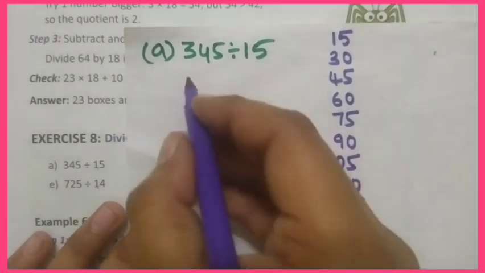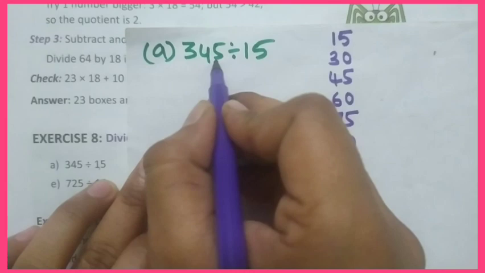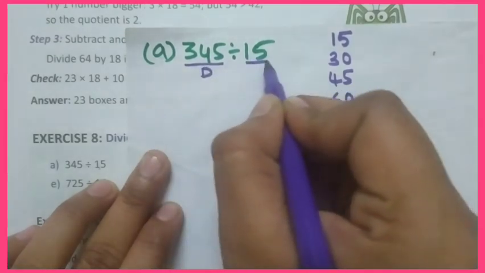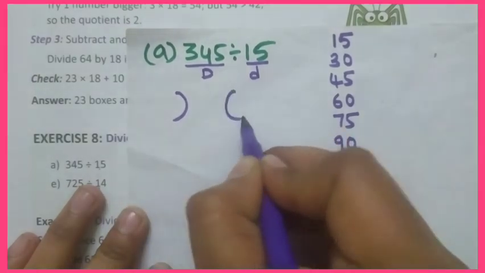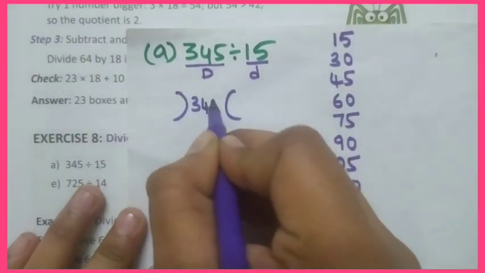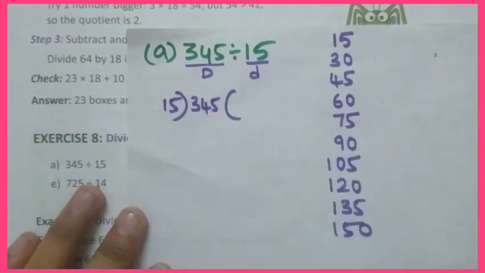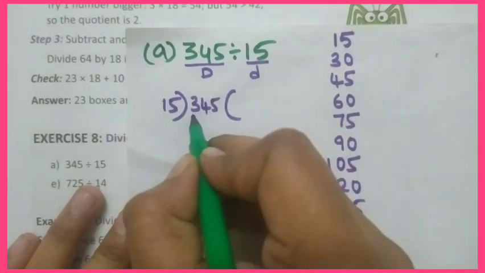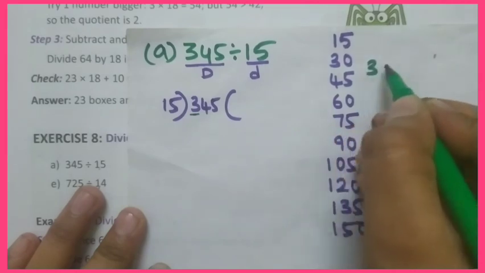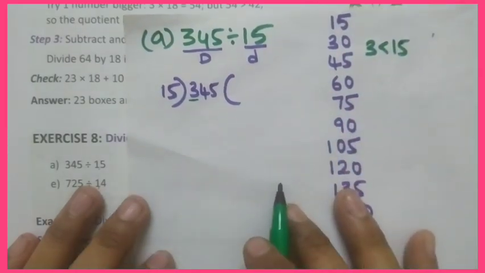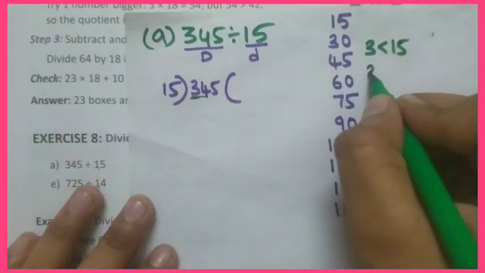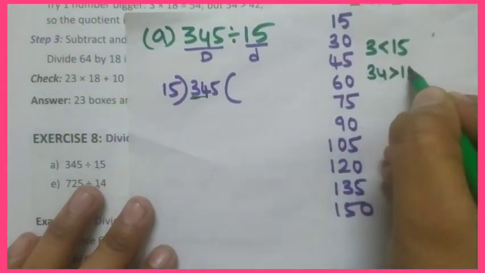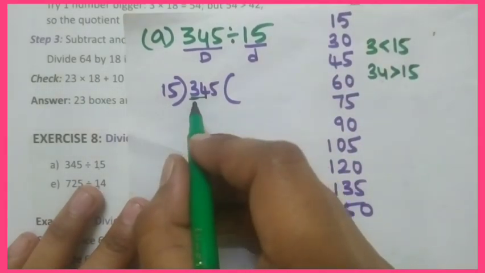Okay. Now we'll do it. Here 345 is the dividend and 15 is the divisor. So we'll write like this. 345 here 15. Okay. First we'll take 3. 3 is less than 15. So we have to take 2 digits. 34. 34 is greater than 15. Okay. Now we can do this.